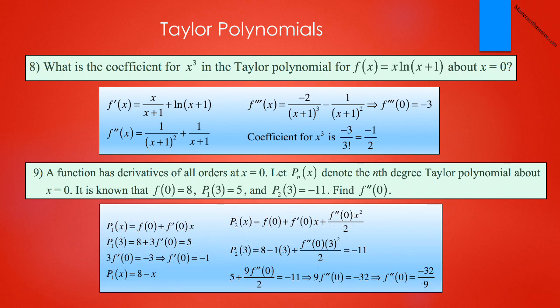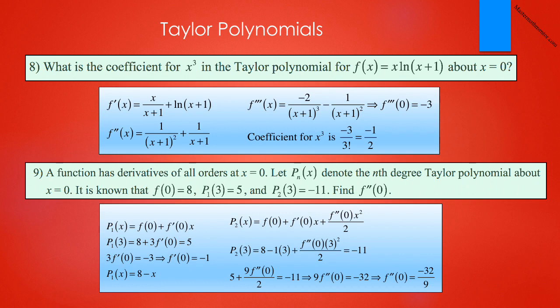Let us start by finding P1 of x, which is equal to f of 0 plus f prime of 0 times x. So P1 of 3 is equal to 8 plus 3 f prime of 0, and we know that is equal to 5. That means 3 f prime of 0 equals negative 3, and f prime of 0 equals negative 1, and that allows us to write P1 of x to be 8 minus x.